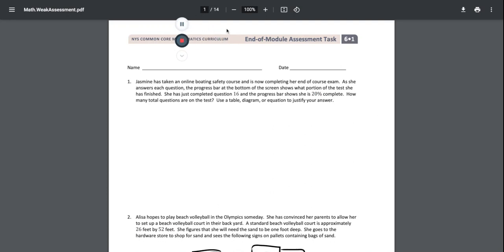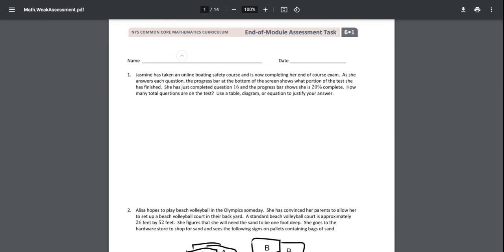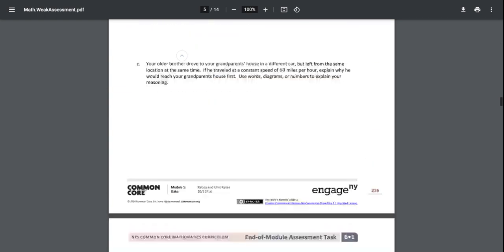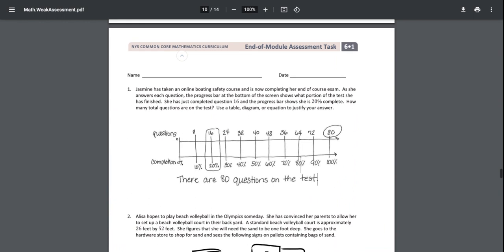So, let's see what we can do here. I want this down. There we go. This is your end of module assessment task. If we take a look at it, these are the questions you answered. Now, I'm going to slide down here and we're going to talk.